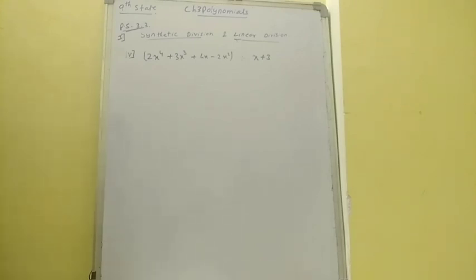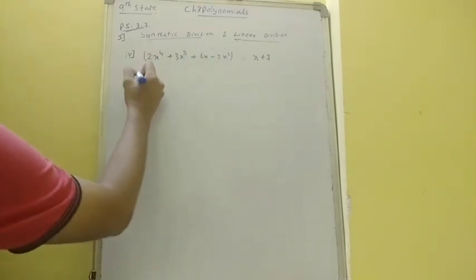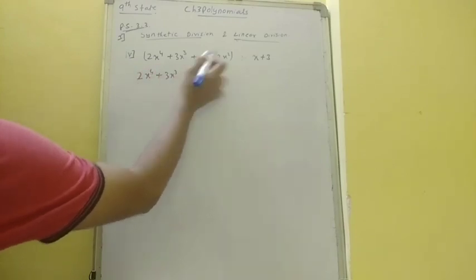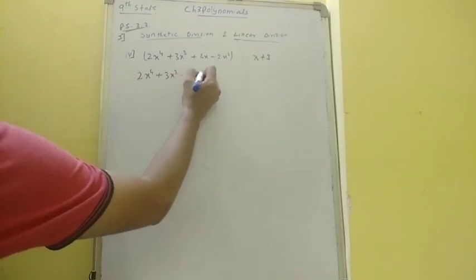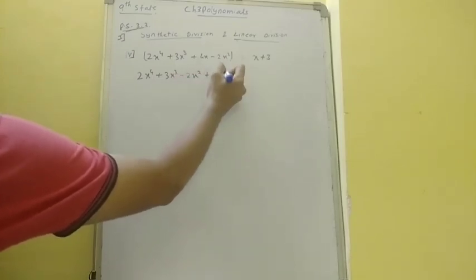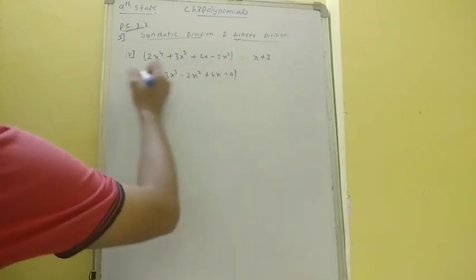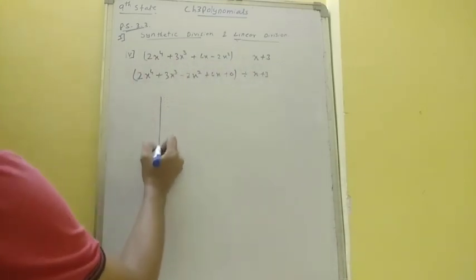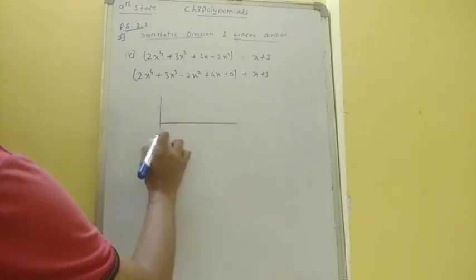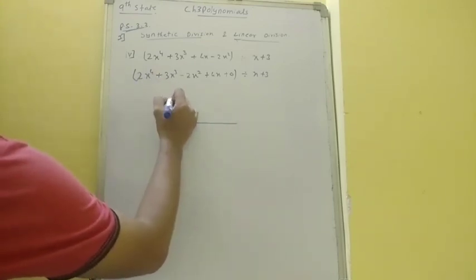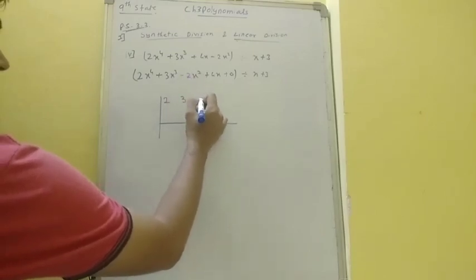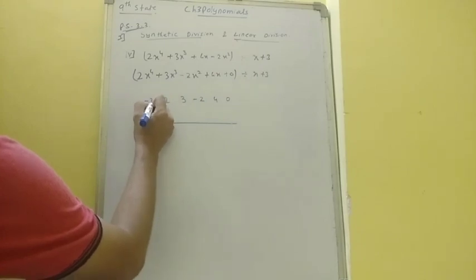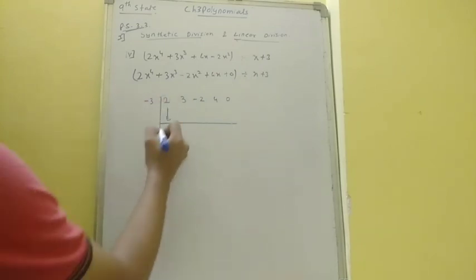Okay, the fourth one is not in the standard form. First of all, I write it in the standard form, that is 2x raised to 4 plus 3x raised to 3. Then it will be minus 2x square plus 4x, and we don't have constant terms, so we will take it 0, divided by x plus 3. So we will write it in the coefficient form, that is 2, 3, minus 2, 4 and 0. As it is plus 3, I will use minus 3.